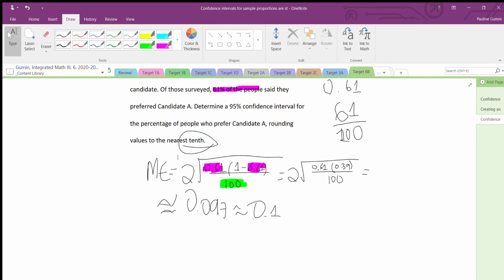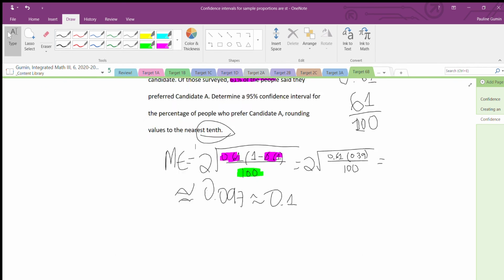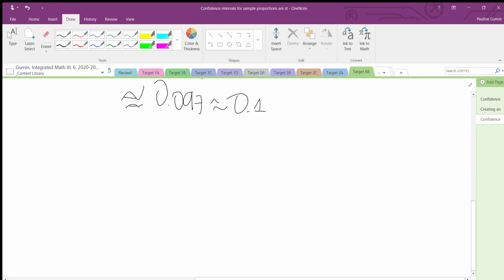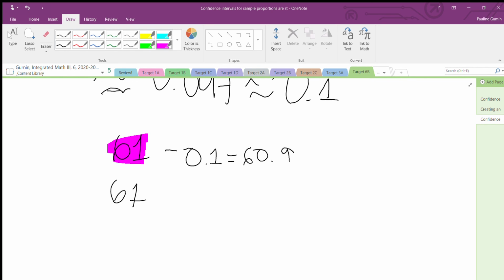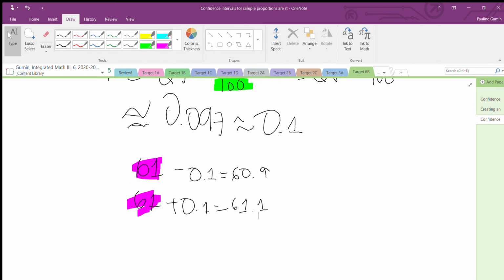Let's add and subtract. What was our proportion this time? 61%. Okay, let's use it. We don't have a mean. We just have a proportion. We're going to subtract 0.1 from 61. That's 60.9. And we're going to add 0.1 to 61. So 61.1. We're almost done.